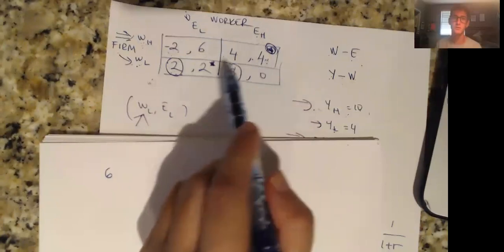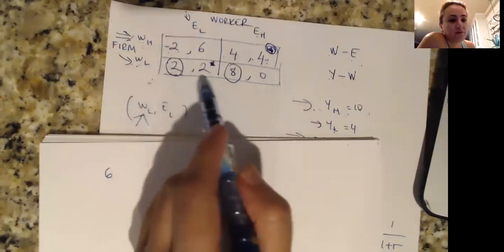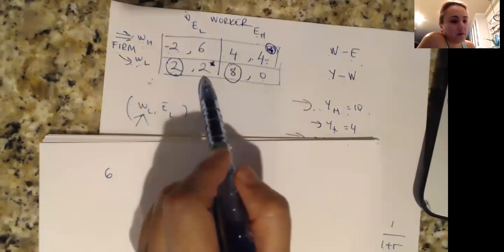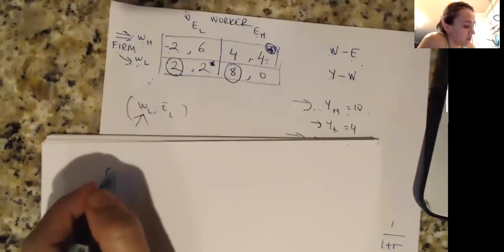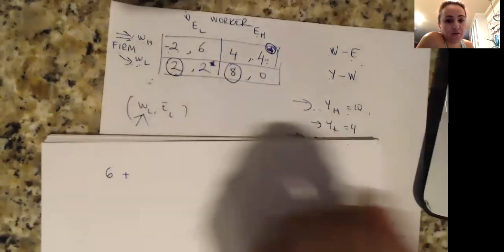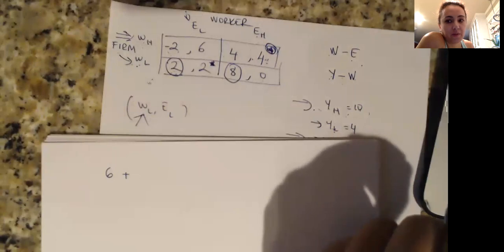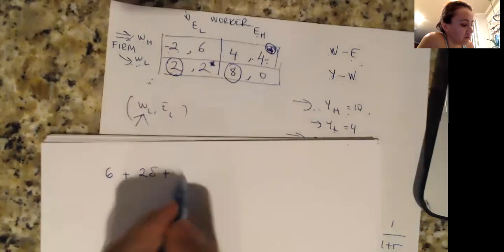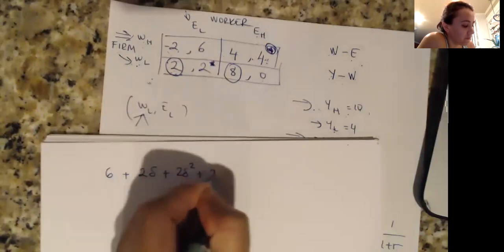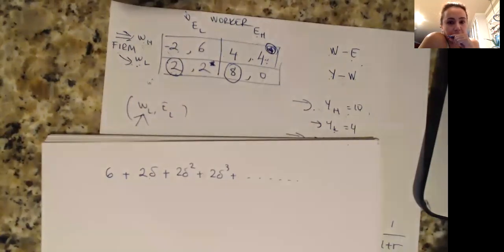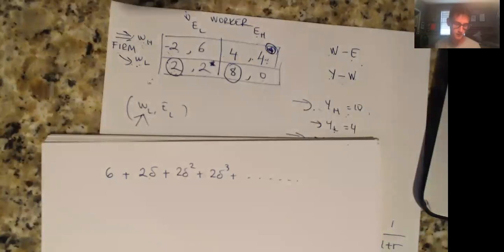From the second period on, there is no way for the worker to get 4 anymore, because the firm is going to choose WL. And as a best response, the worker is going to choose EL. So I have 6 in the first period, but then I have a bunch of 2, 2, 2, 2, 2, 2, 2 until eternity. And of course, I need to discount these 2s because they belong to the future. Does it make sense? Yeah.